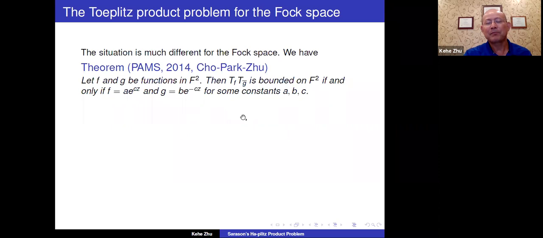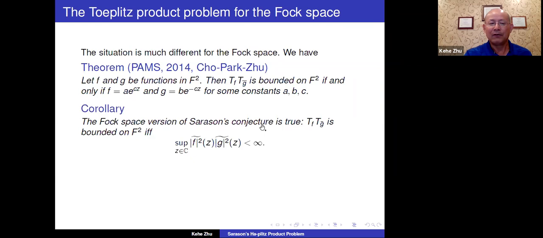that the particular product over here that appeared in Sarason's problem is bounded on the Fock space if and only if f is a linear exponential function and g is more or less the reciprocal of f. It could differ by a constant multiple, but the main exponential part is the reciprocal. So we were able to determine exactly when this operator is going to be bounded. And after we have figured this out, it turns out Sarason's conjecture is actually true for the Fock space. In other words, for the Fock space, this Toeplitz product is bounded if and only if this function is bounded.